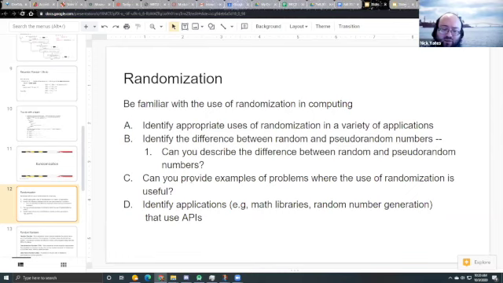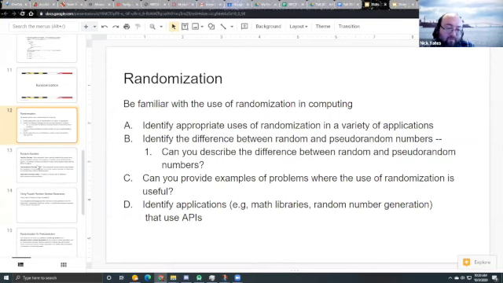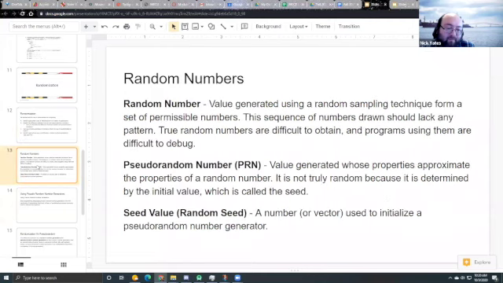You should be able to provide examples where it's useful and identify some applications like math libraries. Remember we talked about modularity last time in programming, how we can use libraries and APIs that might use random number generation. So first of all, what is a random number? And relatedly, what is a pseudo-random number?